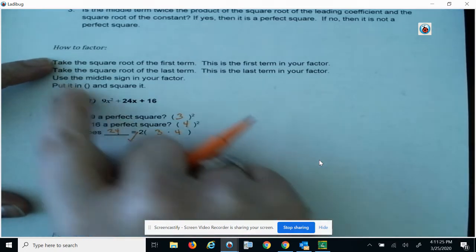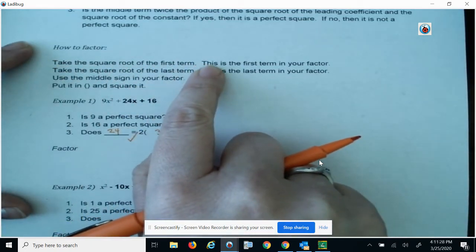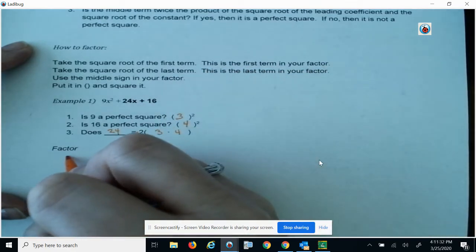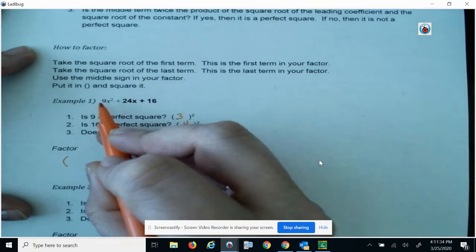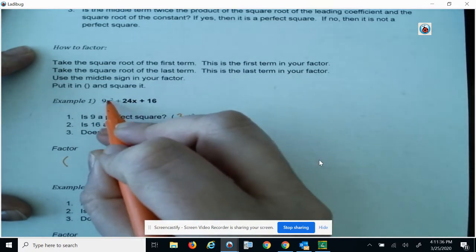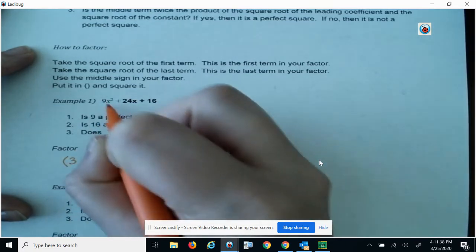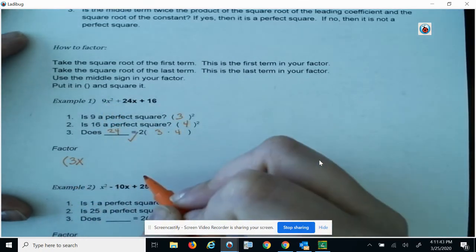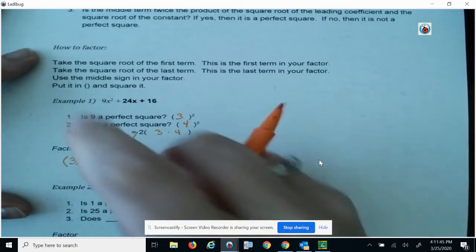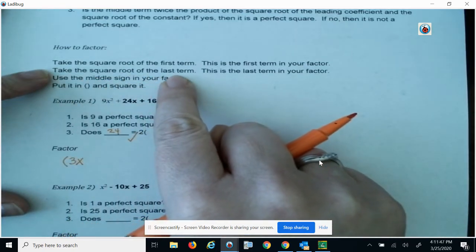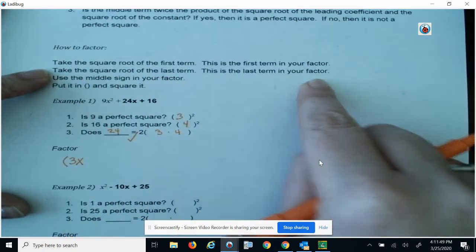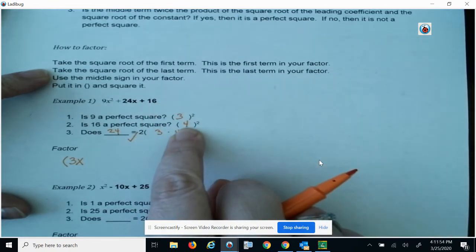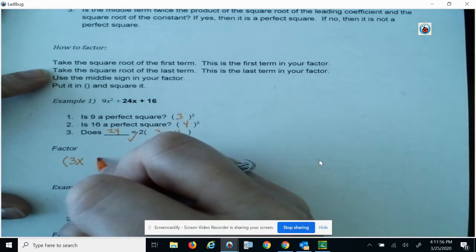The first thing we're going to do is take the square root of the first term, and this is the first term in your factor. So the square root of our first term, that's 3 times 3, it makes 9, so it's 3 squared. And then we also have an x squared. The square root of x squared is just x. And then we're going to take the square root of the last term. This is the last term in your factor. Our last term was 16. The square root of 16 is 4 because 4 squared is 16.